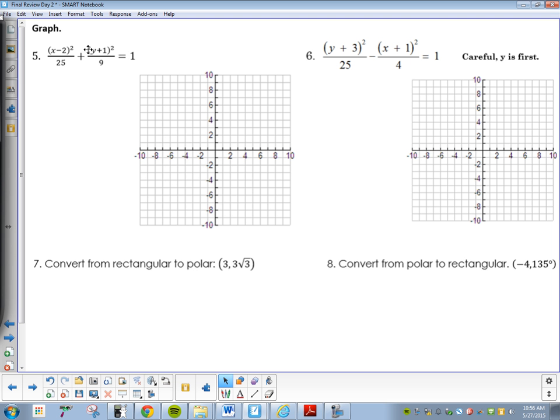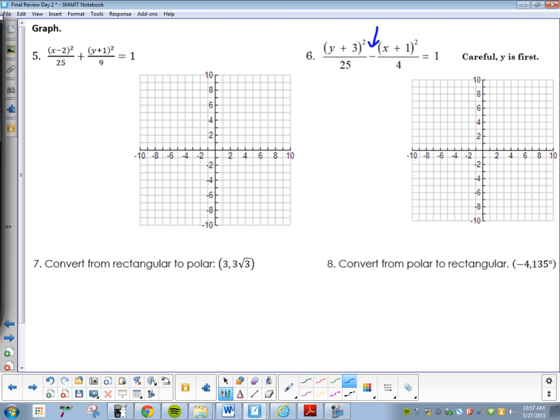Not just the y's first. That's the subtraction thing is the big thing. Y's first probably helps us to get that idea, but it can be second and still be a hyperbola. It's the minus sign that matters. That's what tells me this is a hyperbola. So keep that in mind. Hey, I'm graphing a hyperbola.